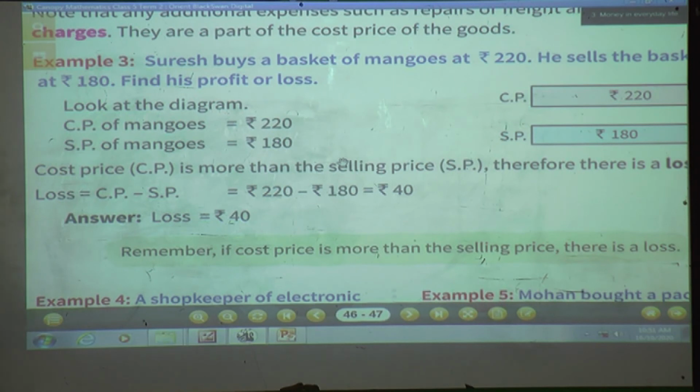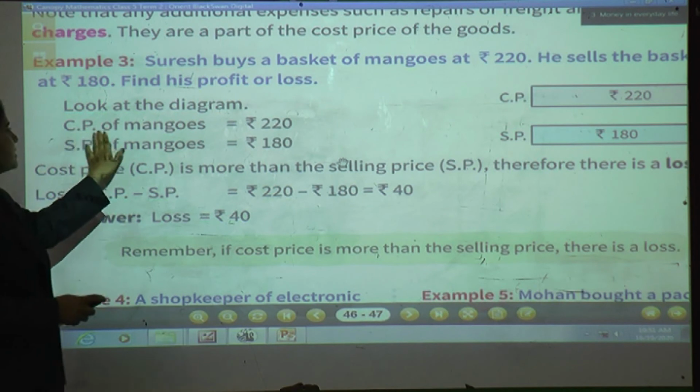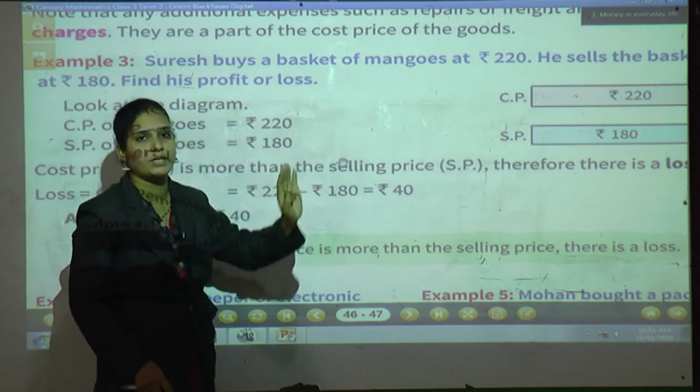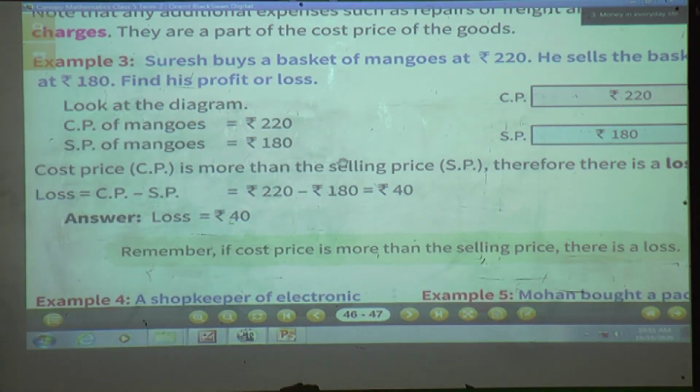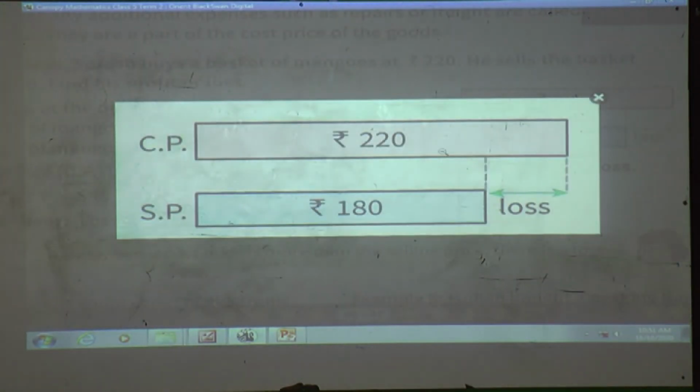So how to write it, students? See, look at the diagram. CP of mangoes is 220, and SP of mangoes is 180 here. So SP is less than CP, that means he has a loss in this. Directly you can see here CP 220 and SP is 180. So here he has a loss.